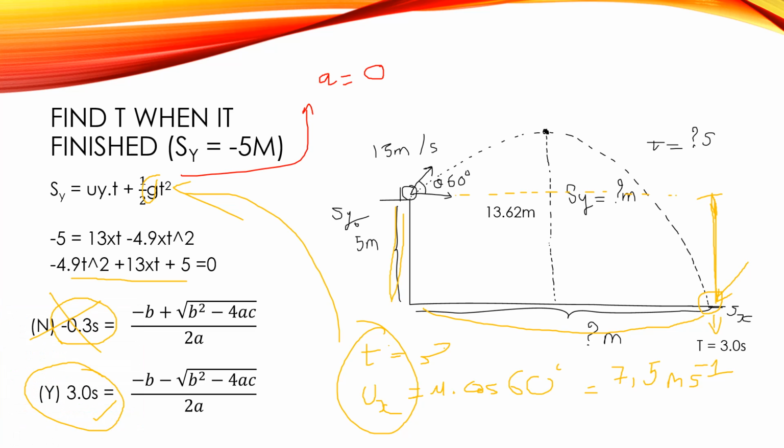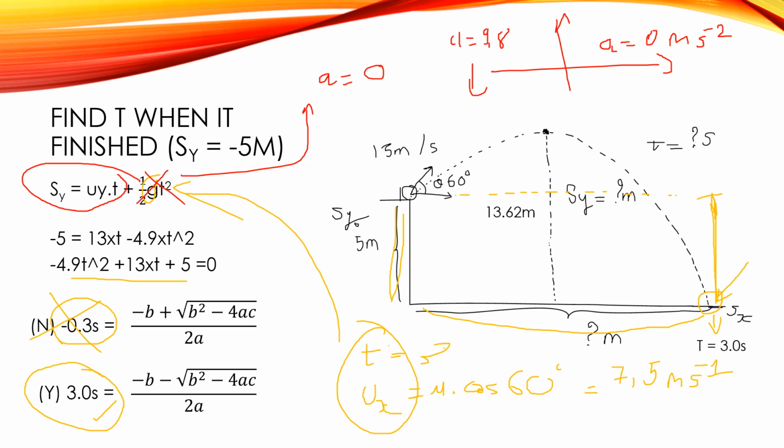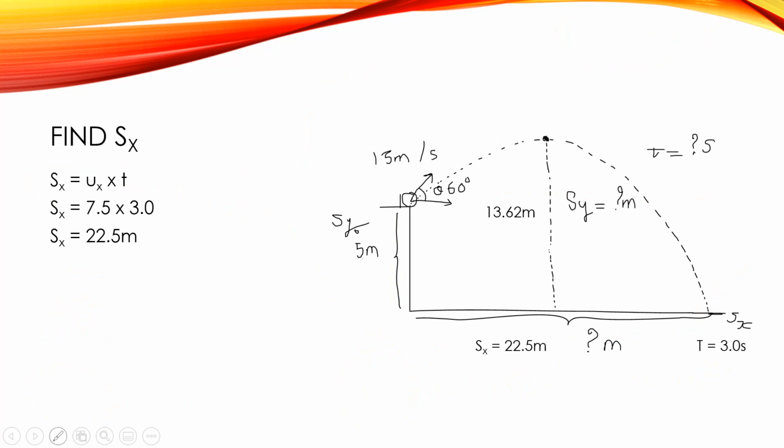0, because there is no acceleration for the horizontal component, and the acceleration for the vertical component is 9.8 due to the gravity, but for the horizontal it's 0. So that means we can cancel this part, because 0 times t will be 0. So we will keep this part to calculate the whole distance that the ball travel. Okay, so this is what I have got.